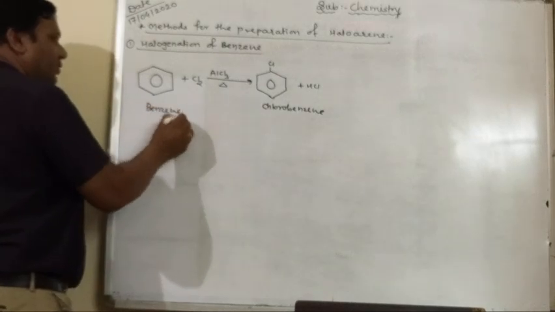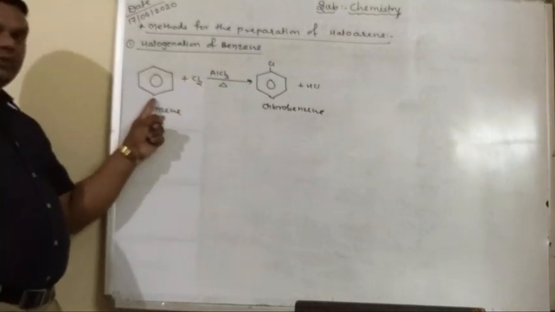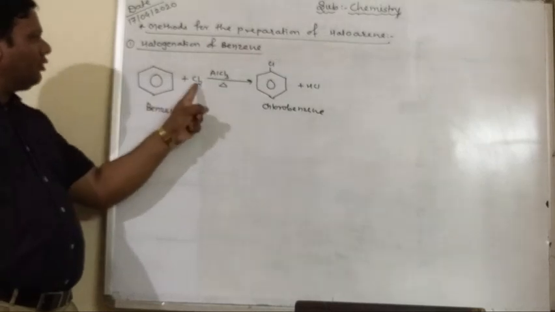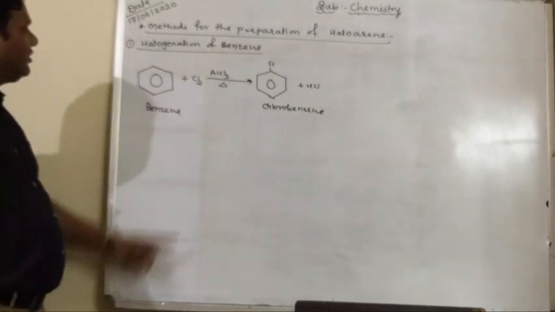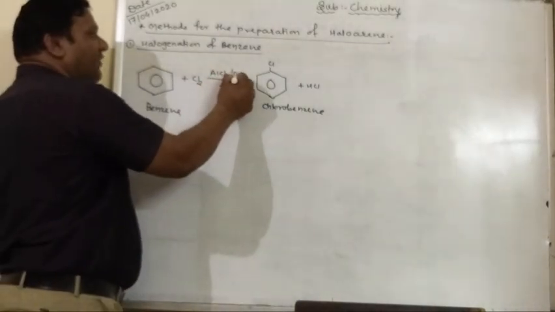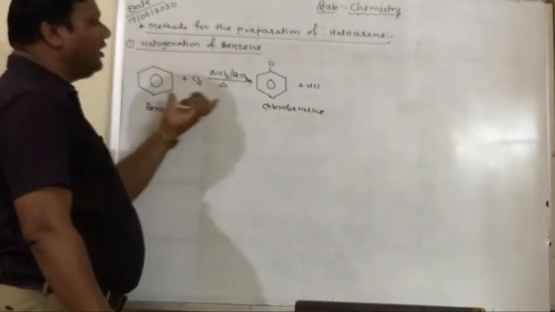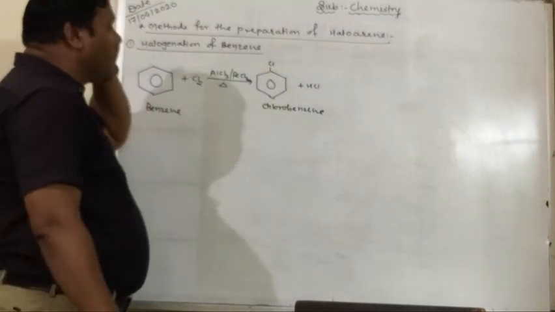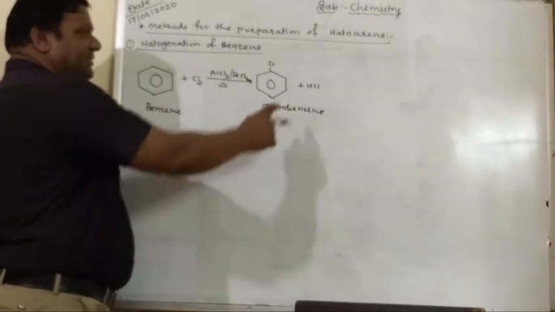Again I repeat it. Here in each corner of benzene, there is one carbon and one hydrogen. When they react with chlorine molecules in presence of halogen carrier, that is Lewis acid, AlCl3 or FeCl3, out of these two, anyone you have to take, you will get the chlorobenzene and liberation of HCl.